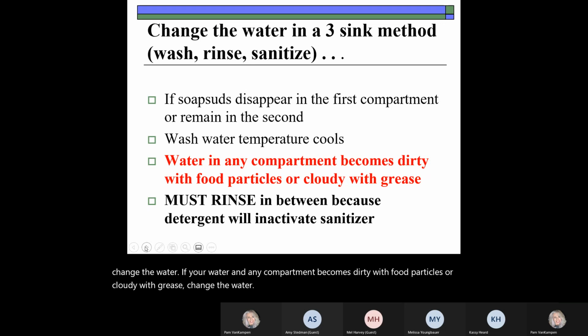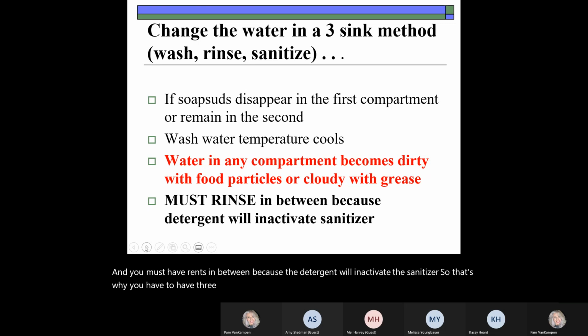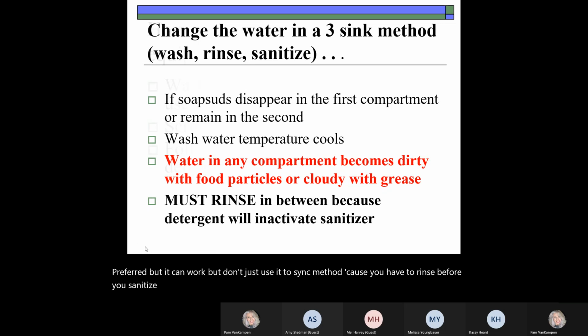And you must rinse in between because detergent will inactivate the sanitizer. So that's why you have to have 3 sinks. If you don't have 3 sinks, it can be allowable to use a big bus tub as that third sink. It's not preferred, but it can work. But don't just use a 2-sink method because you have to rinse before you sanitize. It's critical.